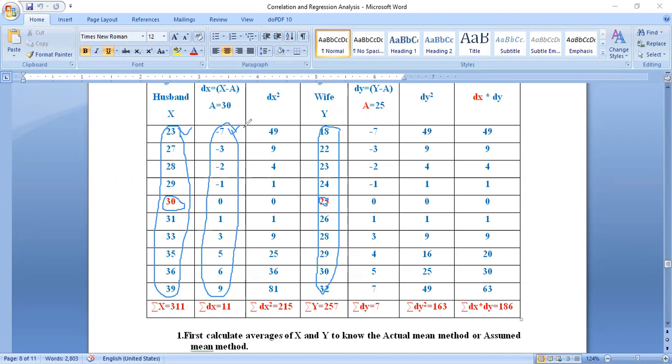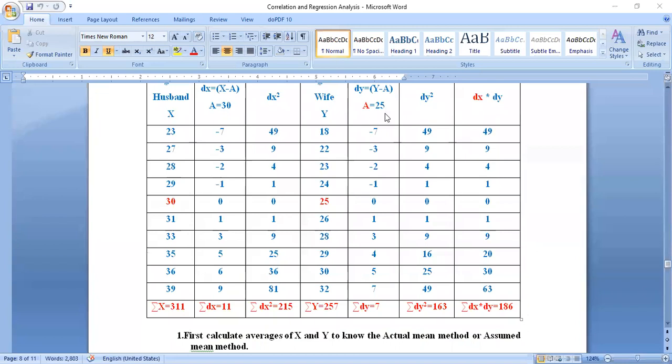After getting all these dx values, you have to do dx square, that is 7 square is 49, 3 square is 9, 2 square is 4, 1 square is 1, 0 square is 0, 1 square is 1. Again the same procedure. You will get sigma dx square is equal to 215. The x part is completed here.